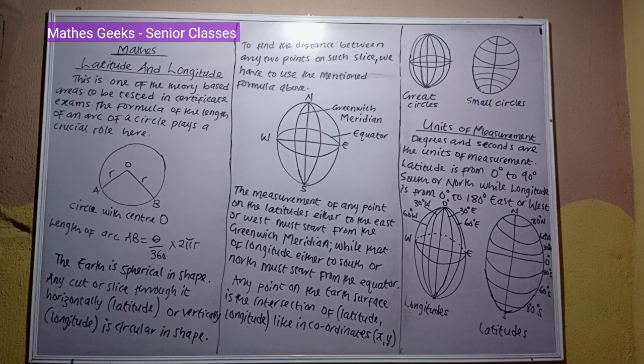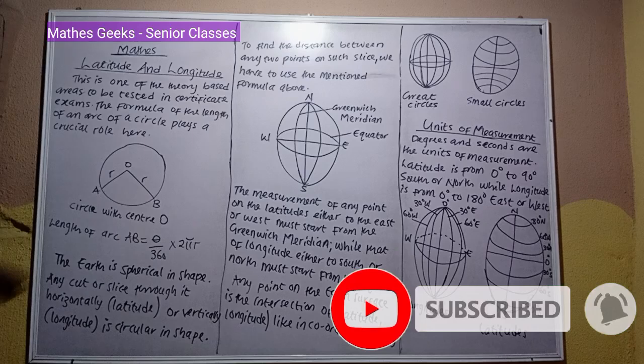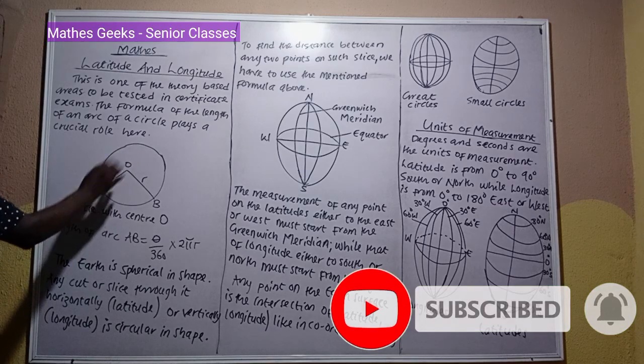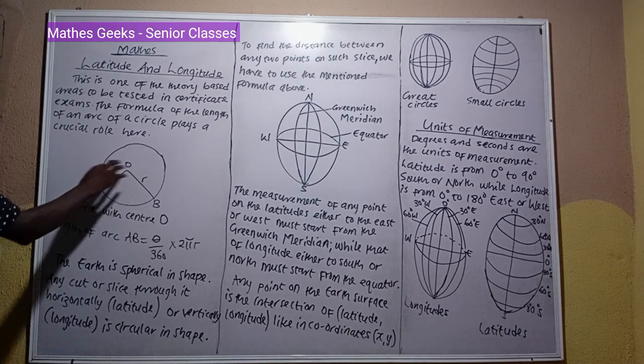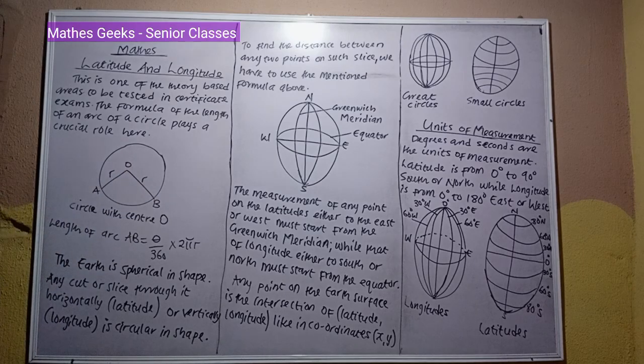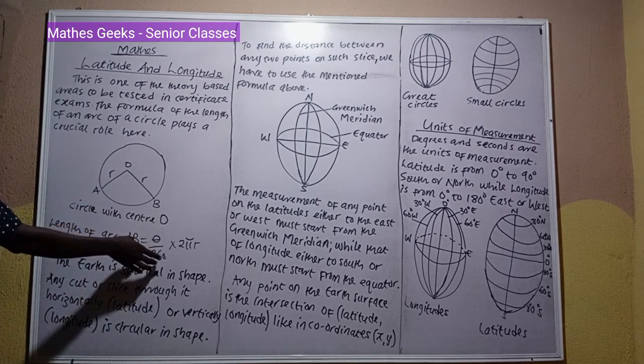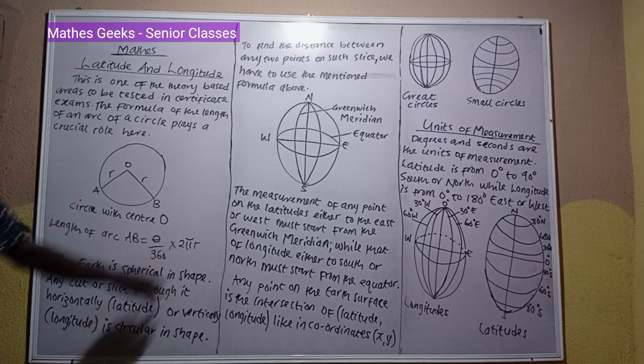Latitude and longitude. This is one of the theory-based areas to be tested in certificate exams. The formula for the length of an arc of a circle plays a crucial role here. So here we have a circle with center O, and from A to O is a radius, and B to O is also a radius. So, circle with center O. The length of arc AB is equal to theta over 360 degrees times 2 pi r.